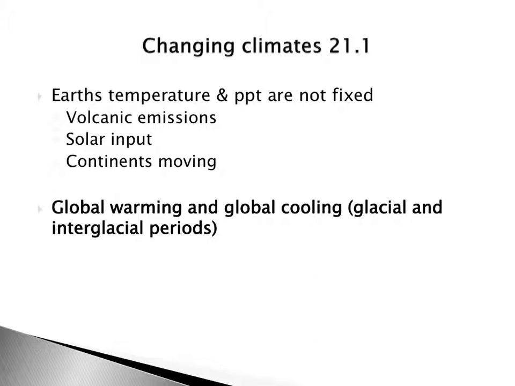But even as of late, it's really been up and down. I'll show you some charts that show that. So we know temperature and precipitation really aren't fixed. We have volcanic emissions, we have different solar inputs, solar flares. Continents, of course, are moving due to tectonic activity. So we know we have global warming and global cooling periods.